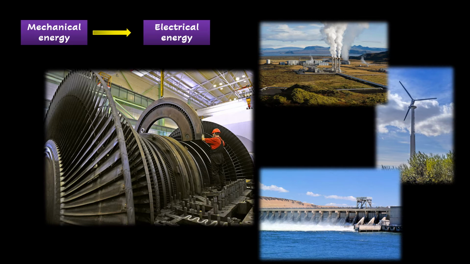So how does the generator look like? Okay, there are two types of generator. The first type is the alternating current generator, and the second type is the direct current generator. The alternating current generator will generate alternating current, while the direct current generator will generate direct current. A generator uses the principle of electromagnetic induction to convert mechanical energy into electrical energy.